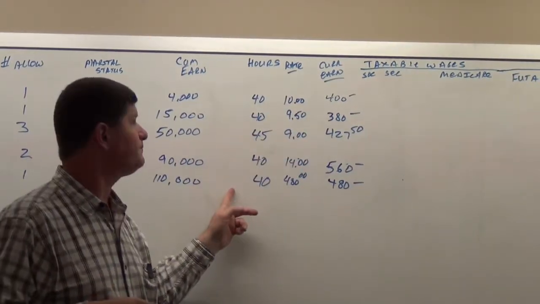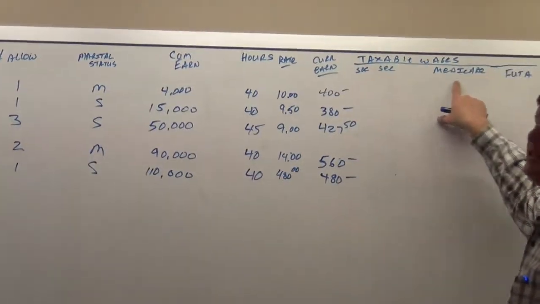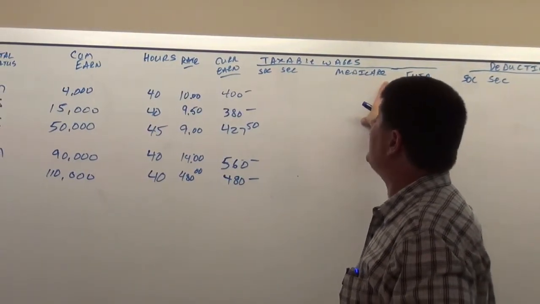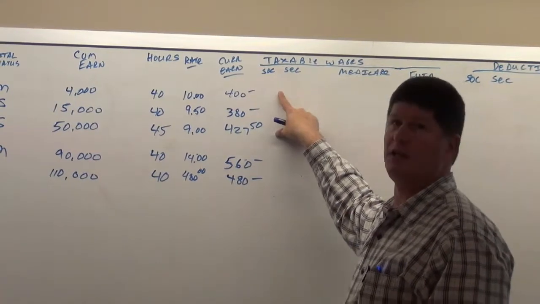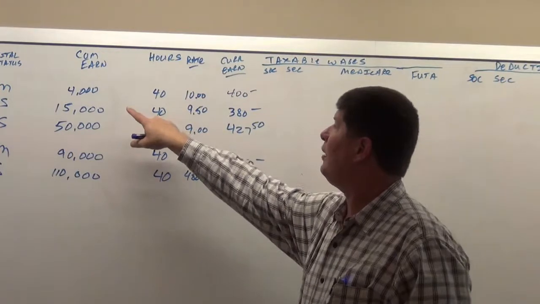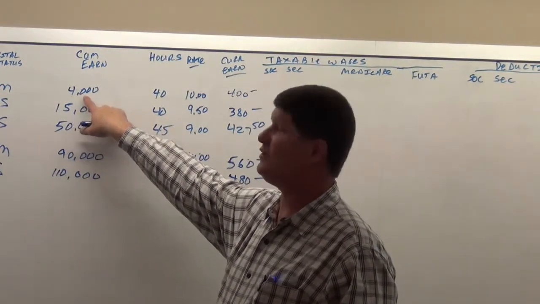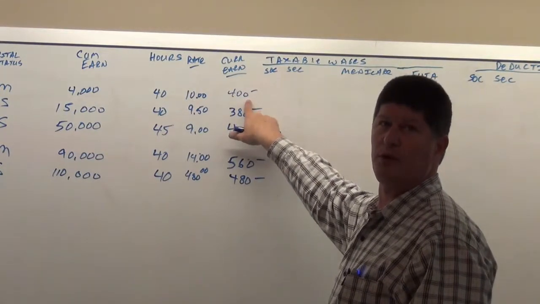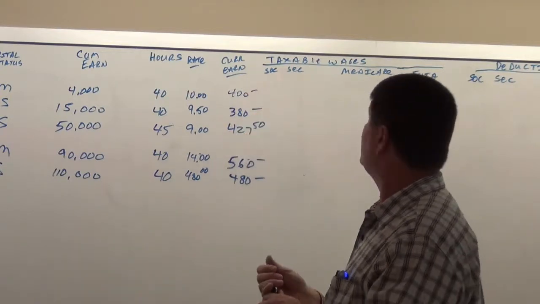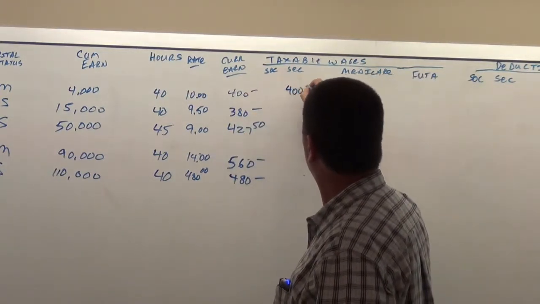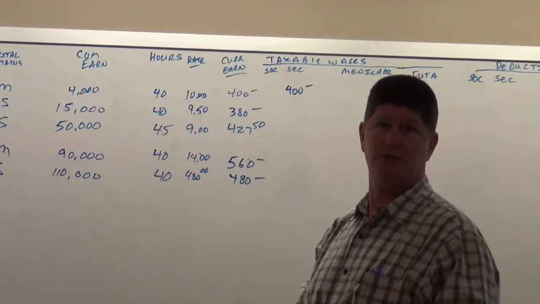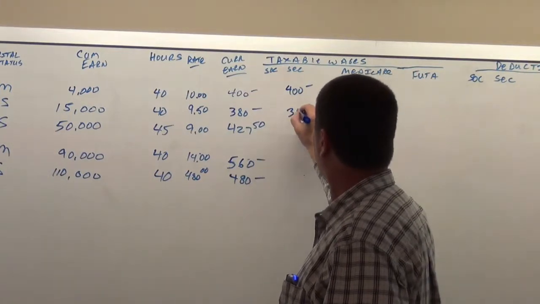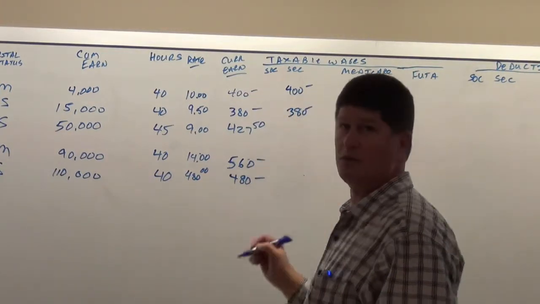All right, so we calculated the earnings in the current, let's call it a week, right? Because they worked 40 hours. The next column is where we calculate the taxable wages in the current period. If the wage limit for Social Security is $106,000, how much did they have before, this individual, Martinez? He had $4,000 plus 400, he's at 4,400. So he's under 106,000. So the whole 400 is subject to Social Security tax.